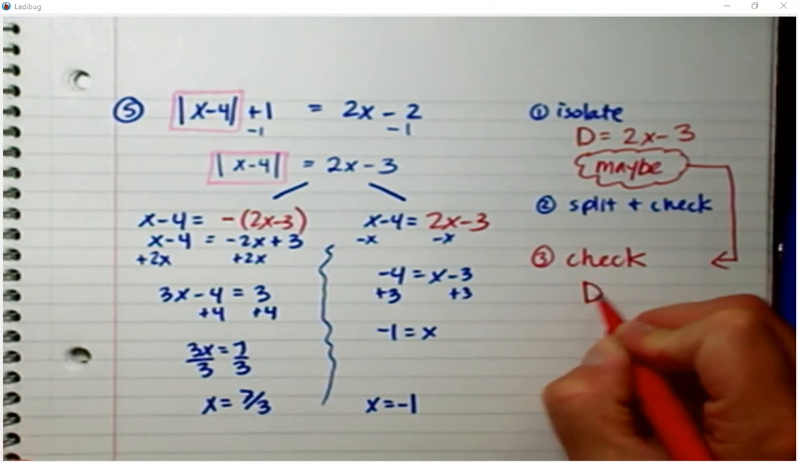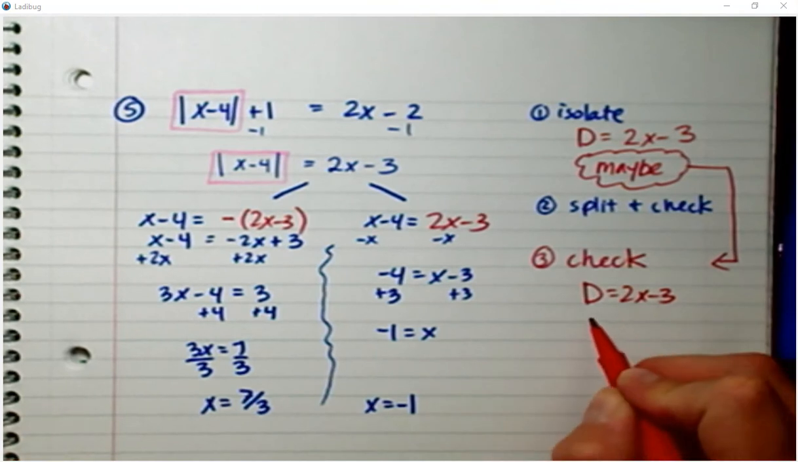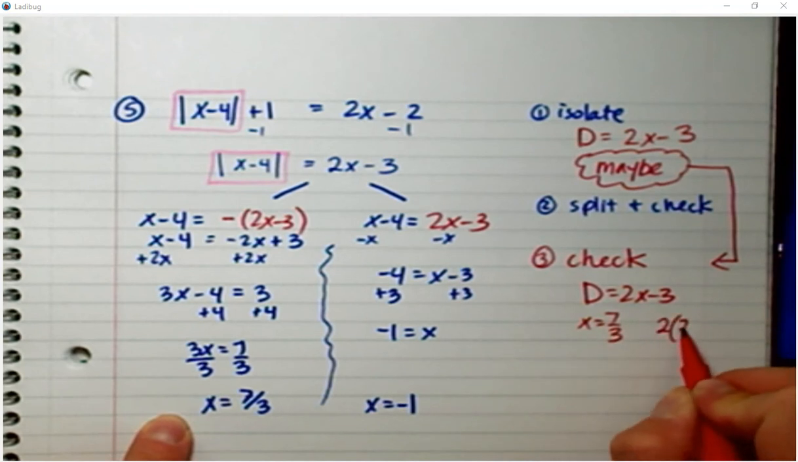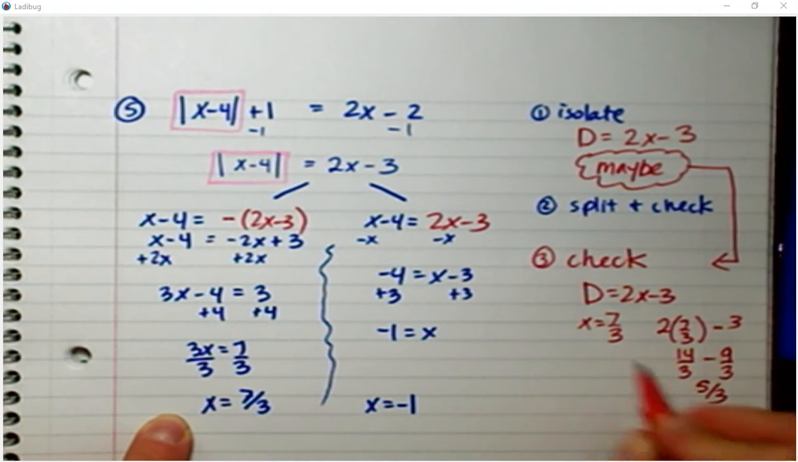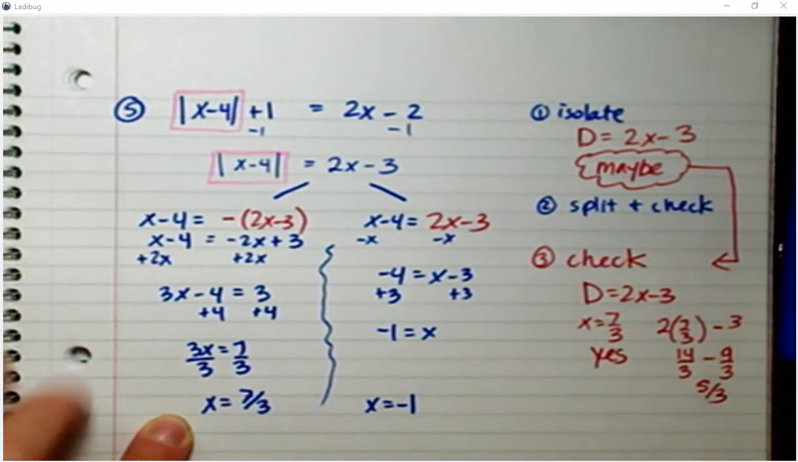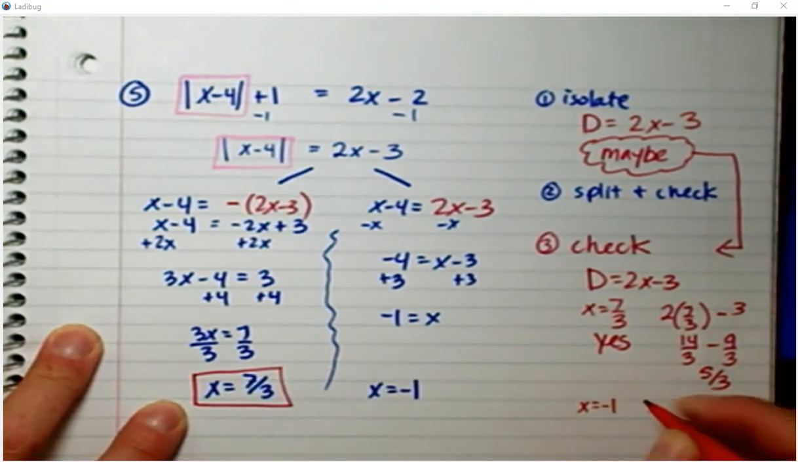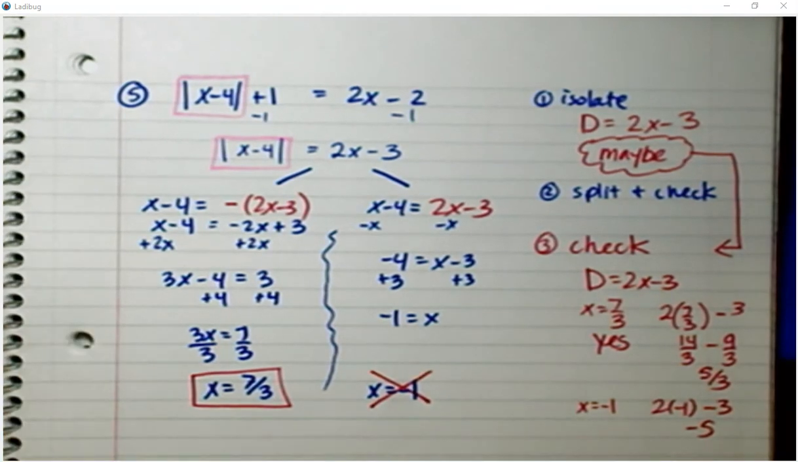So I'm going to do it the first way. I have my distance of 2x minus 3. Okay? And I'm going to try x equals 7/3, and I get 2 times 7/3 minus 3. So that's 14/3 minus 9/3, which is 5/3. Okay, so that's a yes. That works out. Okay, answer. Now I'm going to check x equals -1. 2 times -1 minus 3, so that's -5. That is extraneous. That doesn't work. Yes. Yeah. Yes.